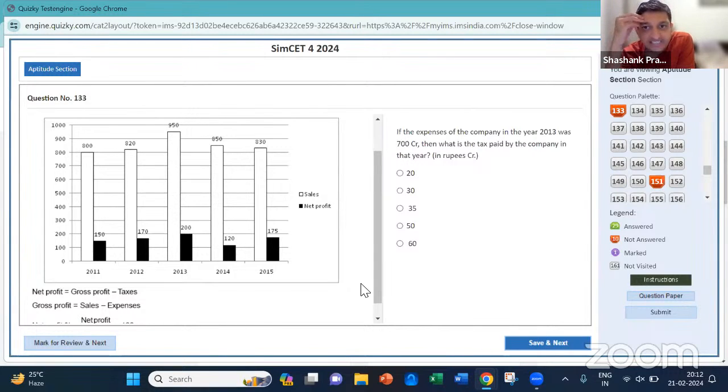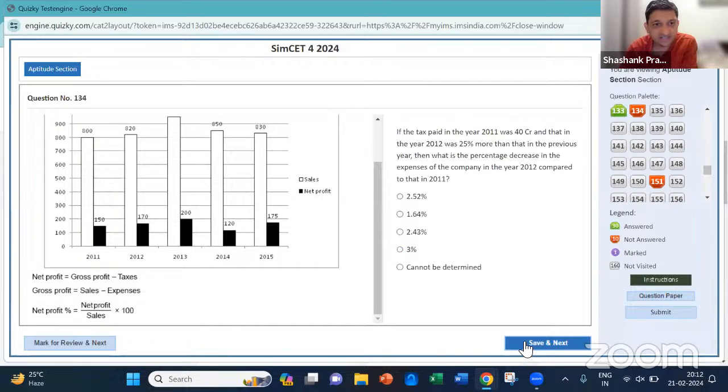Okay, gross profit is 250. So 50 would have been the taxes, right? Because net profit is 200. So it should be 50. Let's see. Okay, I think we are fine.